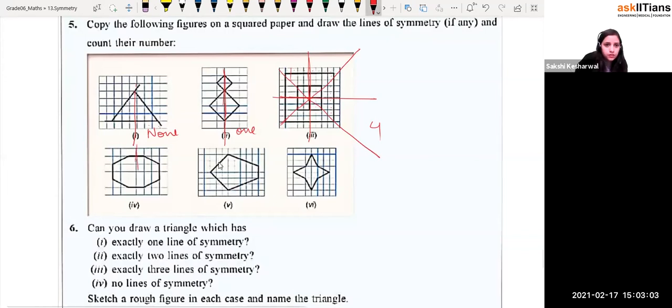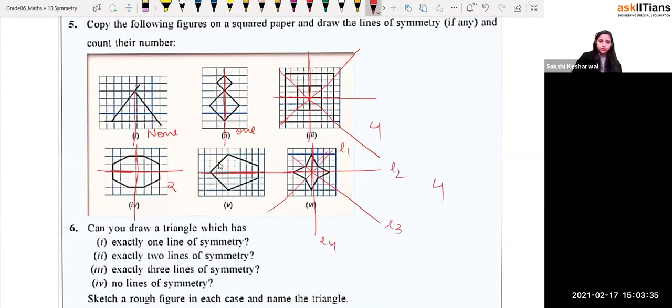If you draw this, this is for sure, and you draw this, it is clearly visible too. Now just see this. This one is 1 for sure, and that's only 1, right? Coming to this, it will have just 1. This is 2. If you draw the diagonal, this is going to overlap on this and this is going to overlap on this. So this is L1, L2, L3 and L4. So it has 4 lines of symmetry, right?